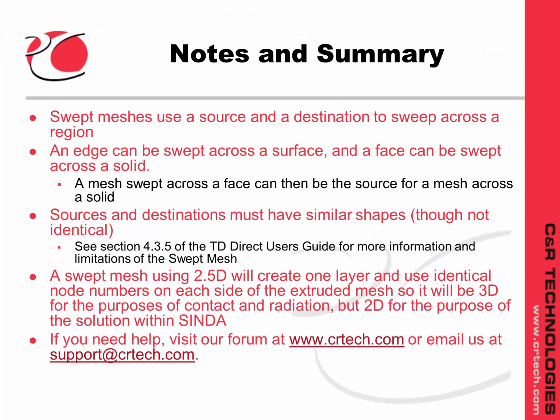In summary, swept meshes sweep an edge or surface across a surface or solid to a similarly shaped destination. There are some other restrictions, and the user should review the manual. A 2.5D mesh will create a single layer and use identical node numbers on each side of the extrusion. This is useful for thin solids with no significant gradient through them, but where correct contact and placement is desired.